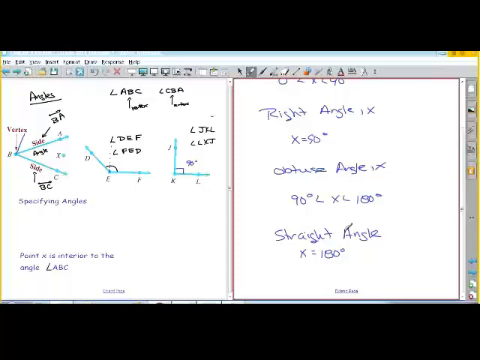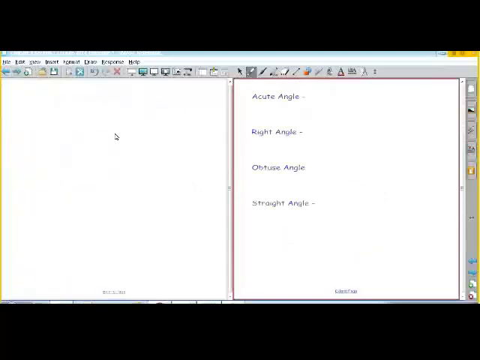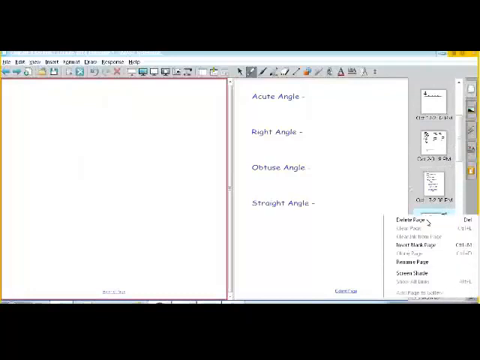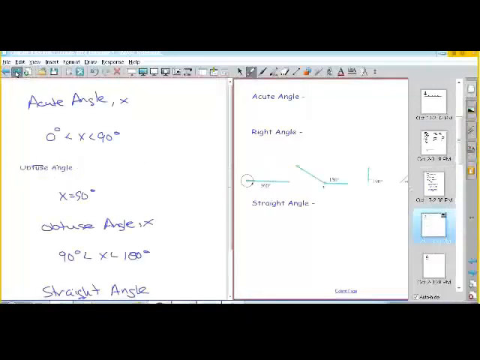Now, if the angle is greater than 180 degrees, then you go back and you just measure the angle the other direction. So we don't have anything where the angle is between 180 and 270 or between 270 and 360. Okay, so those are those things. What else can we do here? We just talked about that kind of stuff, so we can skip over that.